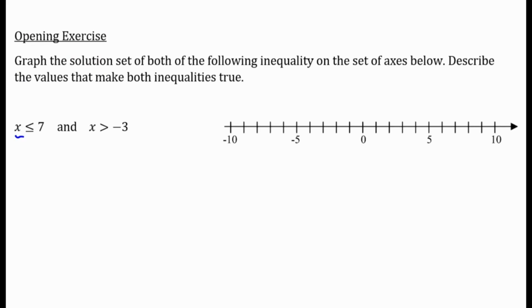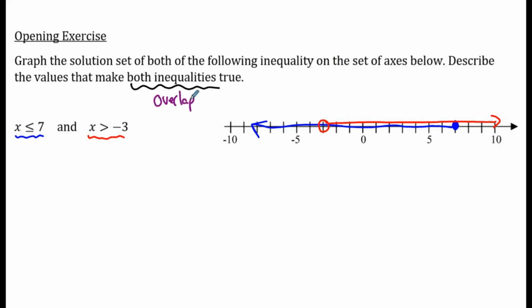So I have x is less than or equal to 7. 7 gets a closed circle, and I'm less than it, so I'm shading to the left. And then I also have x is greater than negative 3. So here's negative 3, open circle because it's not included, and I'm greater than it, so I'm shading to the right. What values make both of them true? Well, that's going to be the overlap.